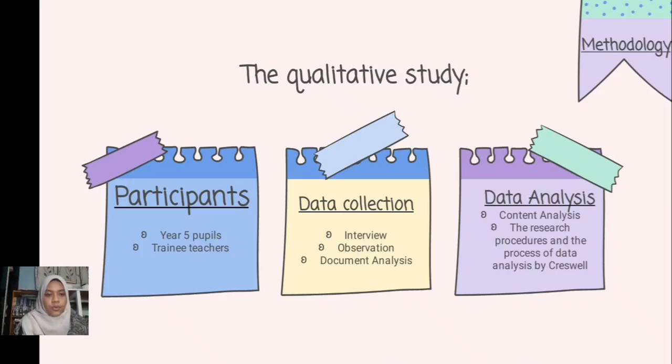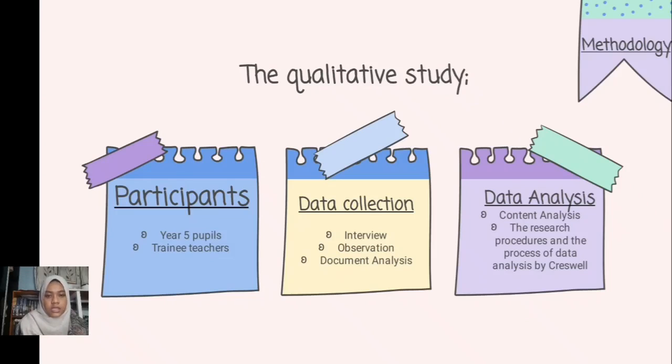Okay, so for the participants, there were the 3 selected Year 5 pupils, which consists of different backgrounds and proficiency levels, and the 3 trained teachers who studied at the International Language Teachers Training Institute, who had been exposed to the use of pictures in the classroom and at least had utilized it once during the teaching and learning sessions. Okay, the data collections, 3 instruments, which are the interview, the opinions as well as the experience.